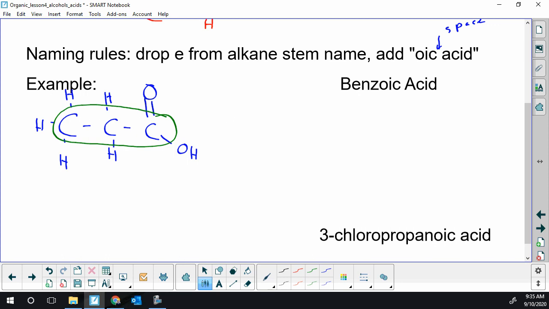So this is propane. I have dropped the E, I didn't even write it. And now I have to add oic acid. OIC is stuck to that first word, space, acid.